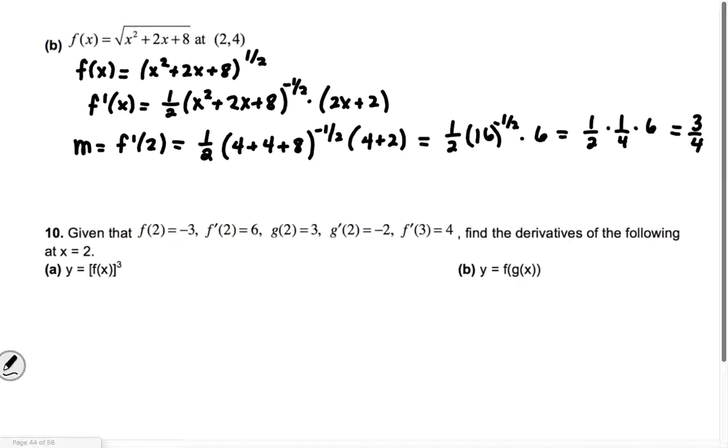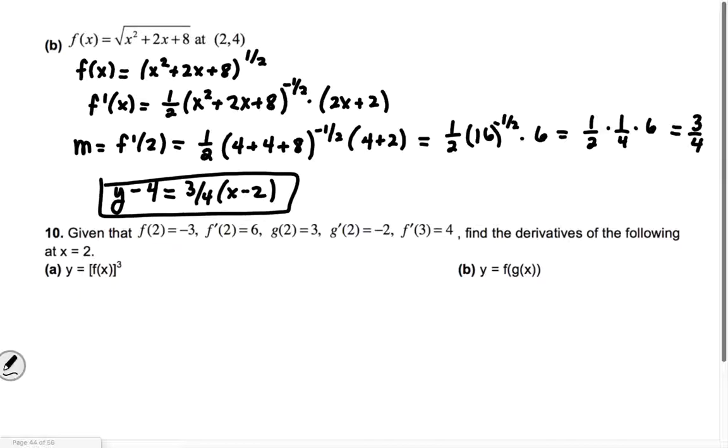And then we have our 2 comma 4, so I'm going to do y minus y1 equals m, which is 3/4 times x minus x1. So we get that as our equation of our tangent line.